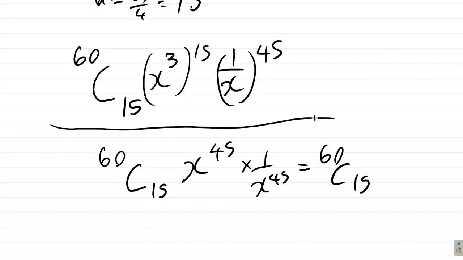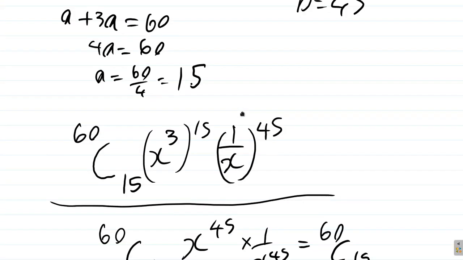So 60 combination 15, x cubed to the 15, 1 over x to the 45 is the term that does not contain any x in it. Alright?